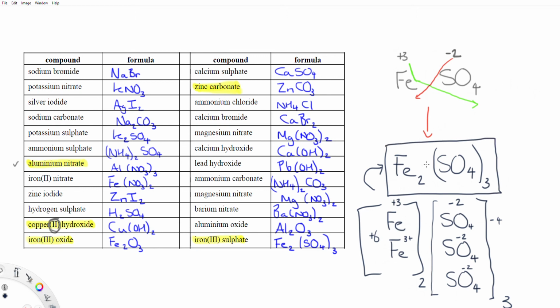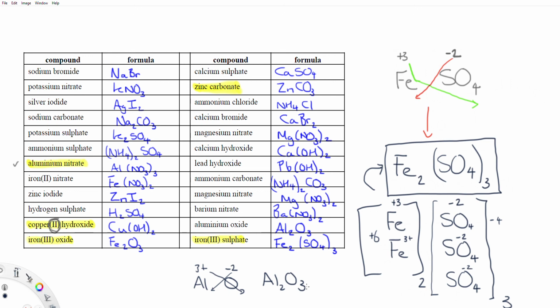hence giving me iron sulfate, Fe2(SO4)3. This example here is exactly the same as if you were doing aluminium oxide. Al3+, oxygen is 2-, put that number down there, put that number down there, and we have Al2O3.